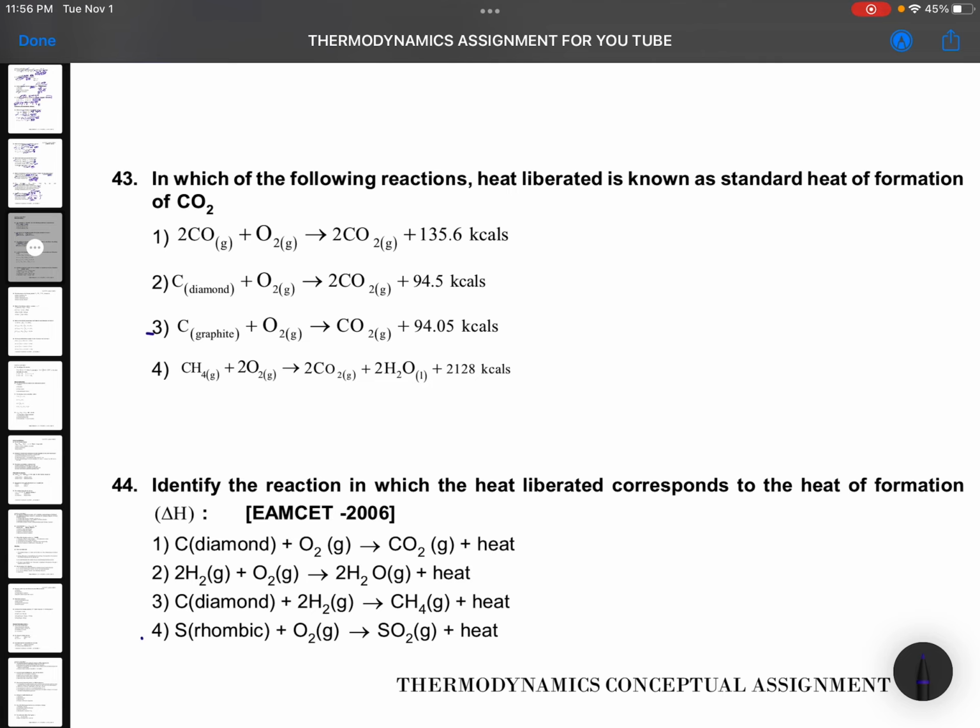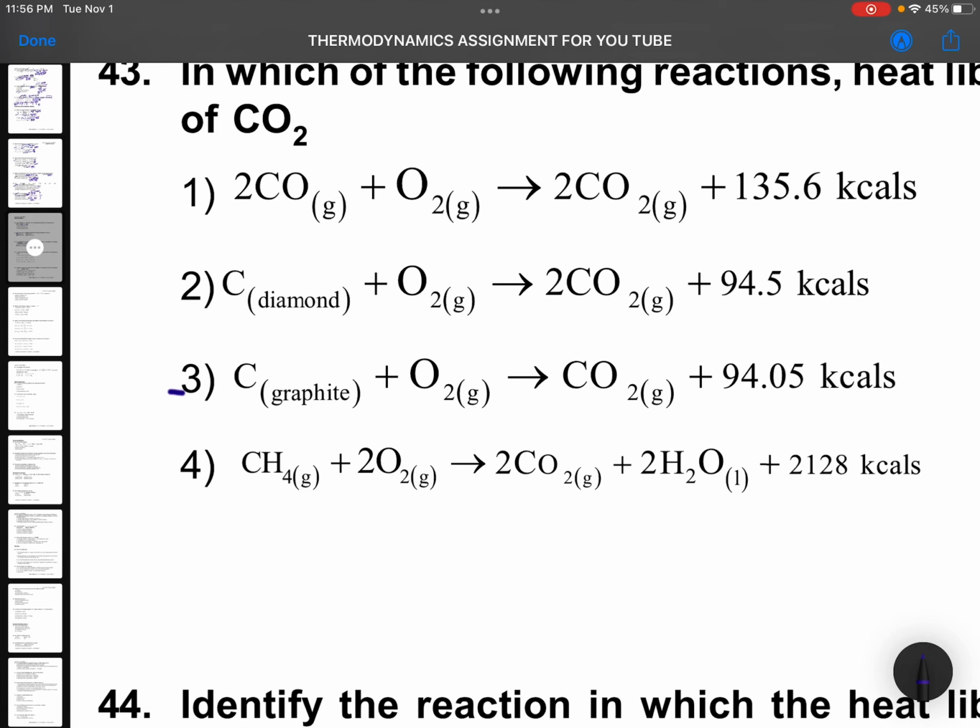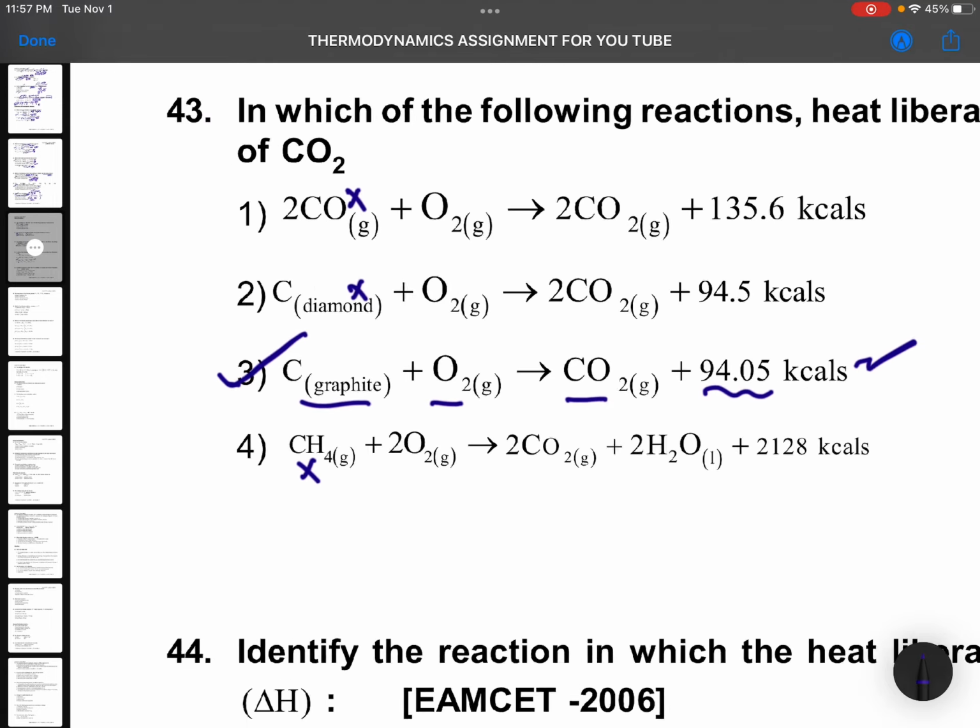In which of the following reactions is the heat liberated known as the standard heat of formation of CO2? What is the concept here? Standard heat of formation means the compound should form from its constituent elements in their native state form. Okay? So diamond is not considered, carbon monoxide is not considered, methane is not considered. Which is right? Graphite plus O2 gives rise to CO2. This is the right form. Here this energy is called heat of formation.